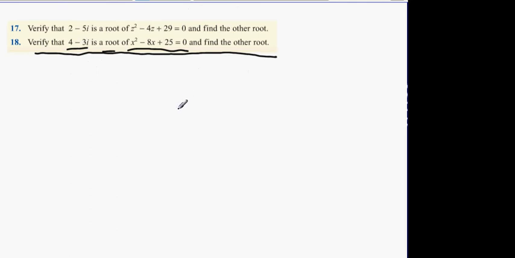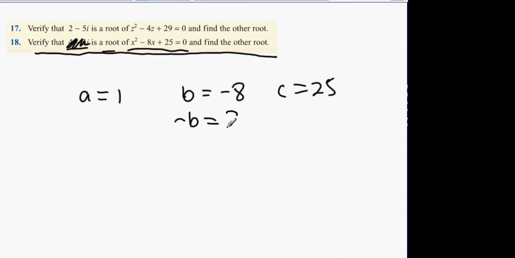Find the other answer. Well, we just have a method that gets us both the answers anyway, so we don't even need this information. We can just do what we did last time. So what's a this time, guys? 1. b, minus 8. c, minus b, 8. Okay, put in the formula.